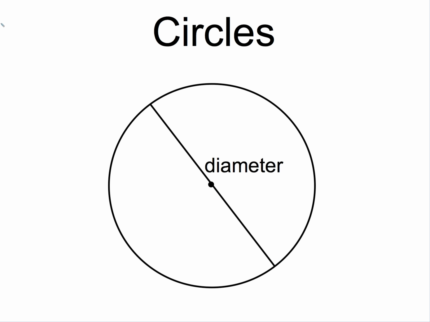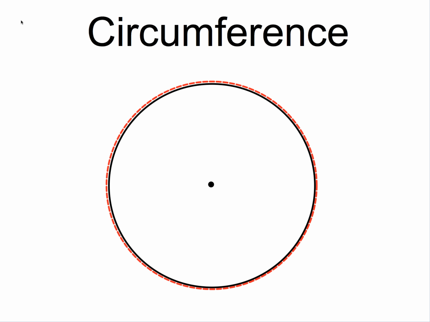Another term would be the diameter. The diameter passes through the center of the circle and it goes to both sides. Again, there's an infinite amount. You could have a diameter going through this way, a diameter going through this way. There's tons of them.